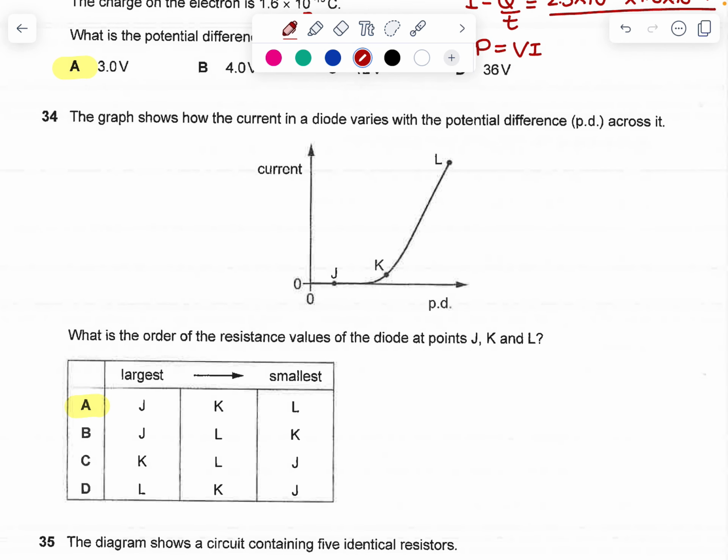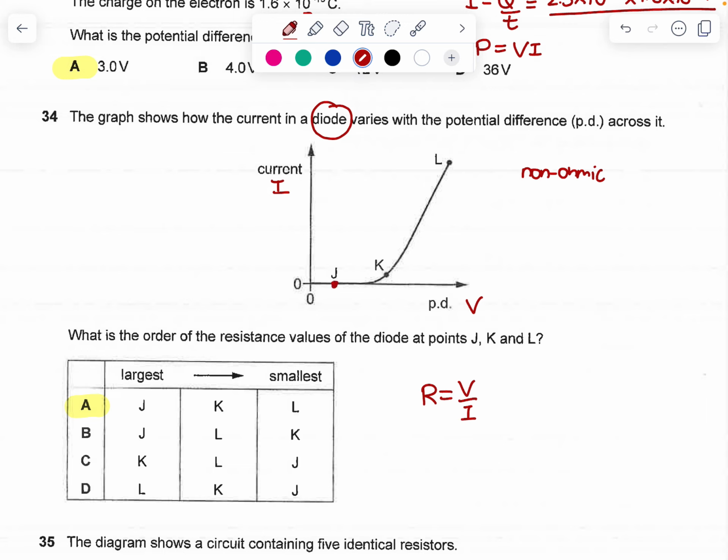Question 34. The graph shows how the current in a diode varies with potential difference across it. Which is the smallest and the largest resistance? So we use the formula R equals to V over I. Also note that this diode clearly shows the IV graph is non-linear in certain parts, so it's non-ohmic at the curve region. Ohmic conductors are just straight lines.